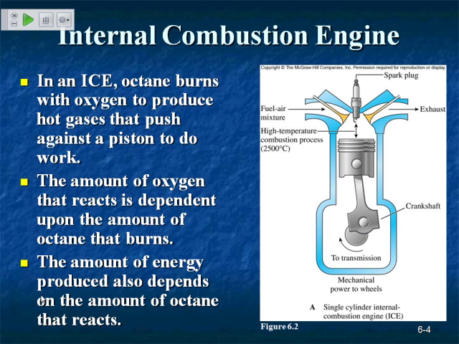This is a schematic of a single cylinder internal combustion engine. So you have a fuel-air mixture. Fuel has to mix in a particular ratio with air, and it is a high temperature combustion process. As you can see, look at the temperature inside your car engine, 2500 degrees Celsius. Okay, that's a very high temperature, and that reaction, the octane burning with the oxygen, produces a lot of heat energy and hot gases, and that will push against the piston, and that piston, I'm not going into the details of how the car runs, okay?